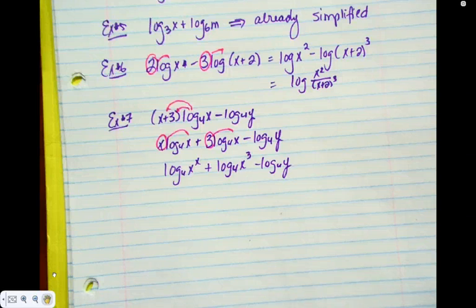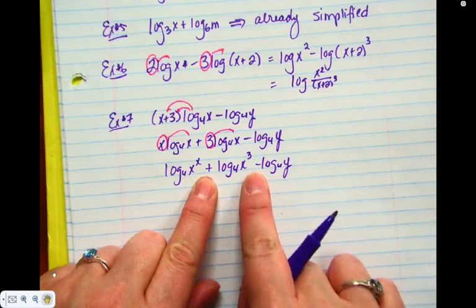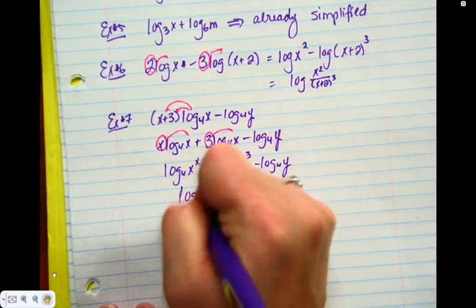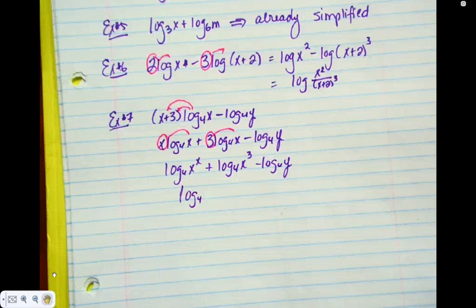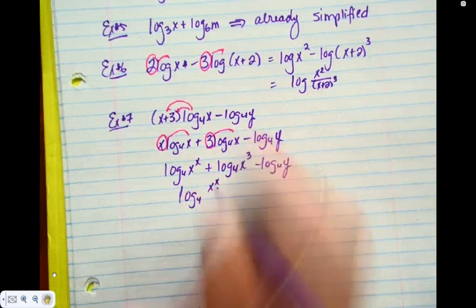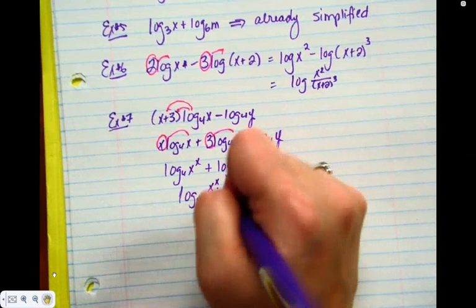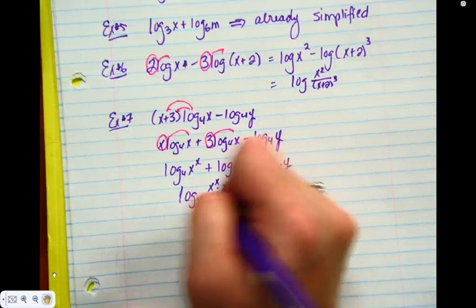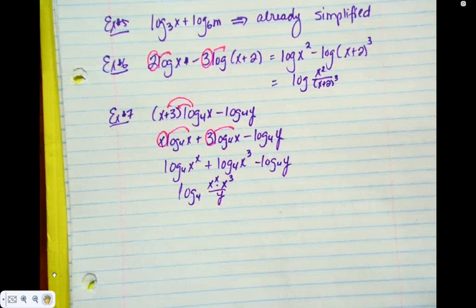The last step. Well, what do we do now when we have an add and a subtract? We simplify the adding as multiplying, and we simplify the subtraction as division. So I'm going to have log base 4. X to the x is going to be on the top. X cubed is also going to be on the top. What about y? He goes to the bottom. So anything you're adding goes on the top of the fraction. Anything you're subtracting goes on the bottom.